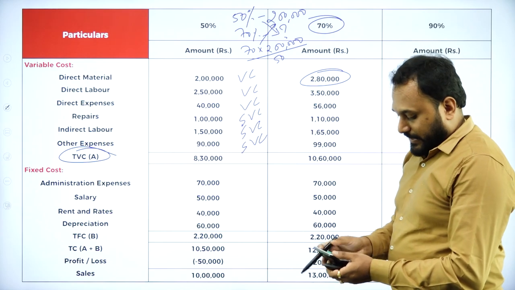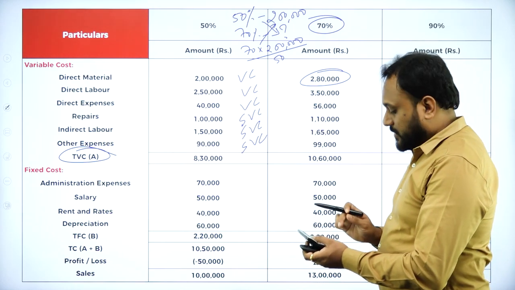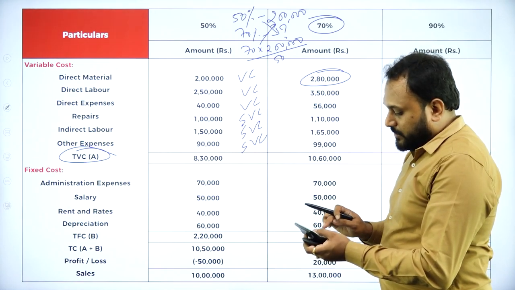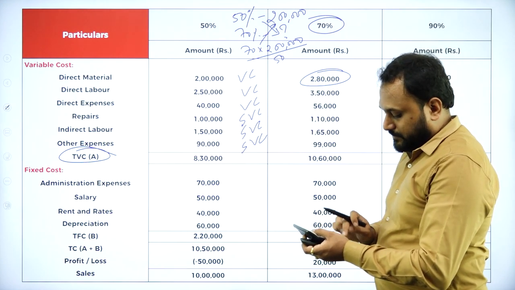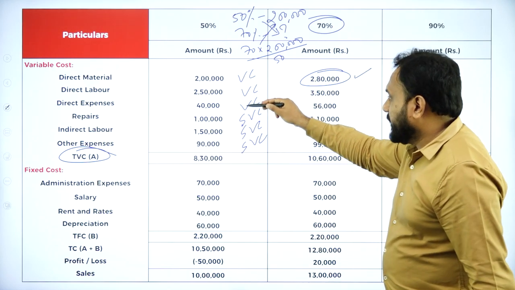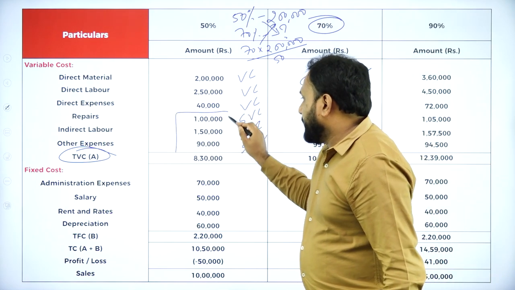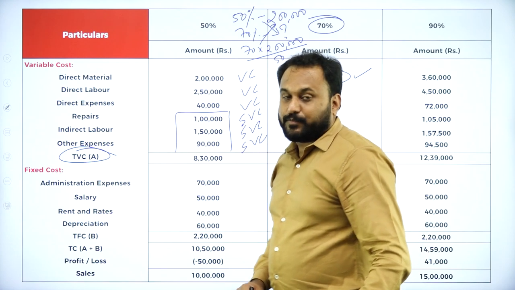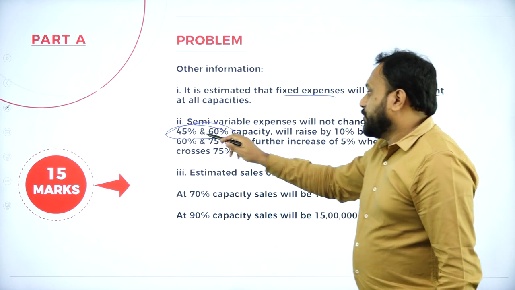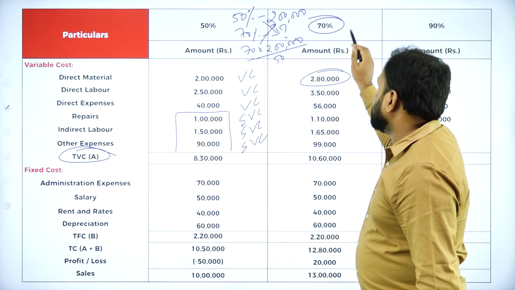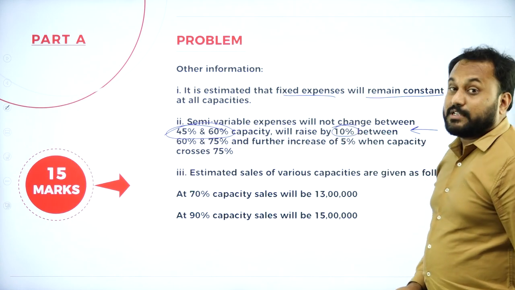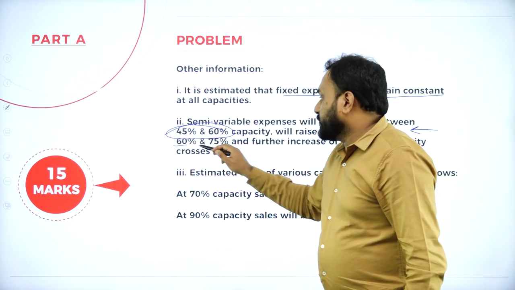It is very simple. Let's go with the calculation here: 70 into 2 lakh divided by 50, so we got 2,80,000. The same way you are supposed to do it for everything. But when it comes to semi-variable cost, they have set a condition. They said semi-variable expenses will remain constant, or will not change, between 45% and 60%. But here we have 70%. How much will it change? It will rise by 10% between 60% and 75%.